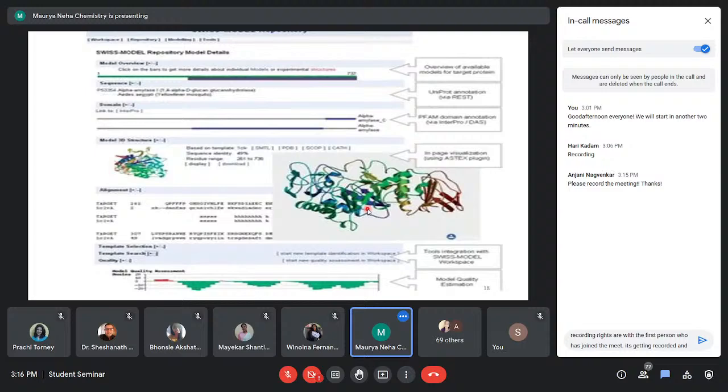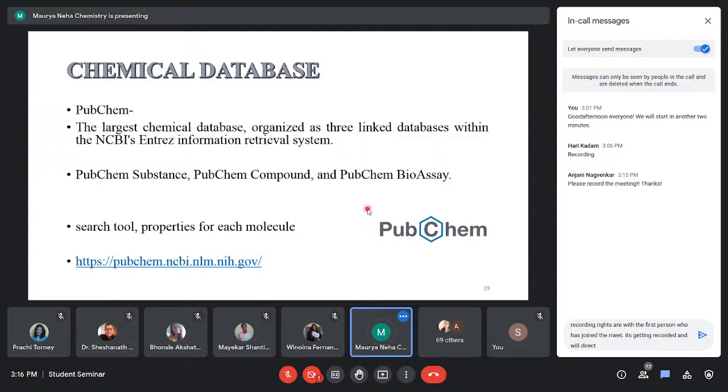Next we have chemical databases, PubChem. It is a highly used chemical database. It is the largest chemical database, organized as a three-link database with NCBI's Entrez information retrieval system. It gives information on any compound: its chemical and physical properties, toxicity, where it is available, how it is used, and if it has any pharmacological importance. Everything can be studied from this chemical database.